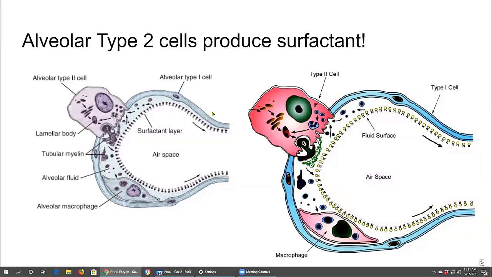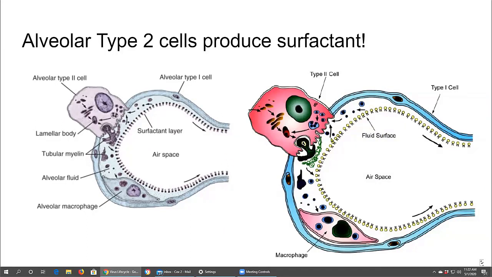So that happens with the type 1 cells. The type 2 cells don't do the gas exchange. They're too thick. But the alveolar type 2 cell has a very important role, which is to produce this. Here they're calling it a surfactant layer. Here they're calling it a fluid surface. The picture here is better. These may remind you of lipids. If you took biology, which you all did, I'm hoping this reminds you of lipid molecules. And its purpose is to keep the airway open.